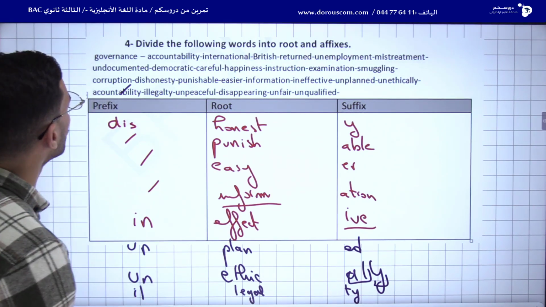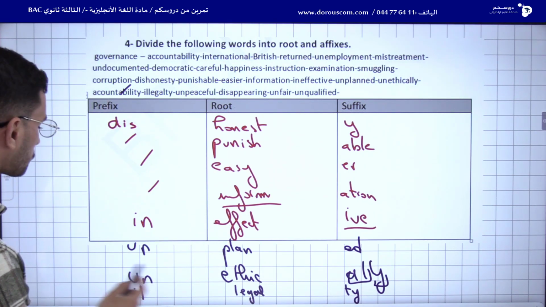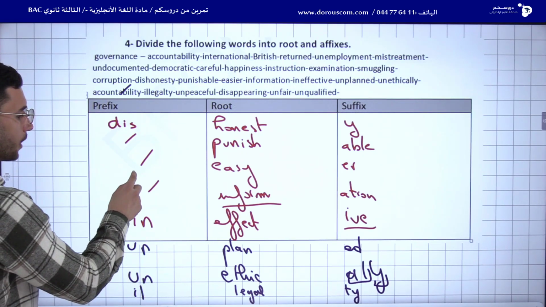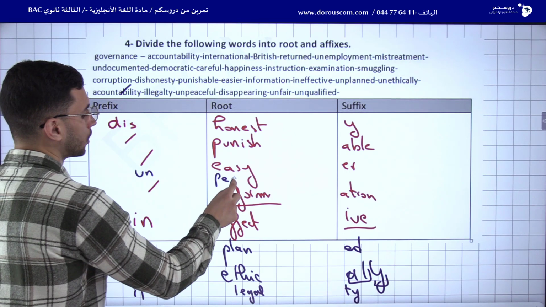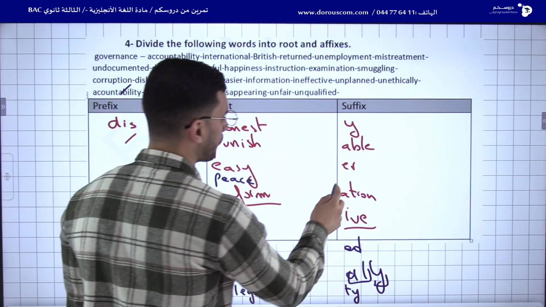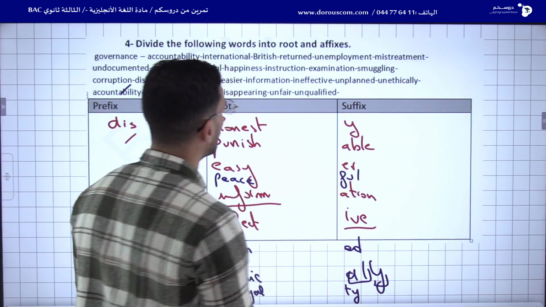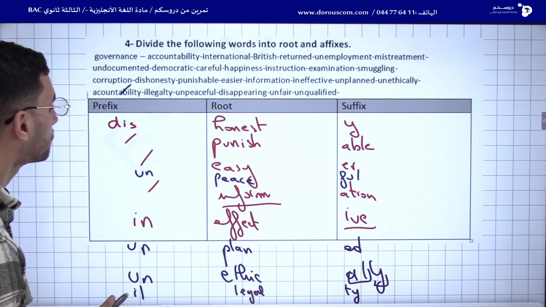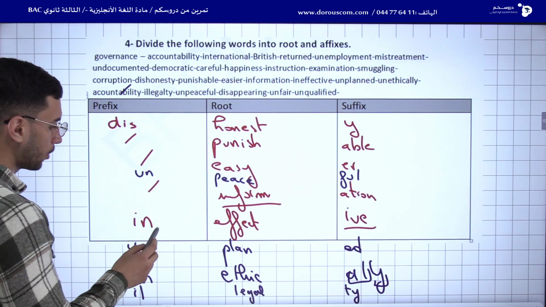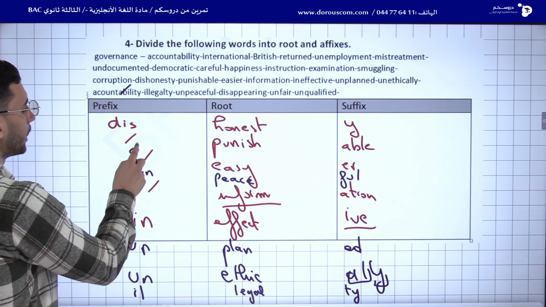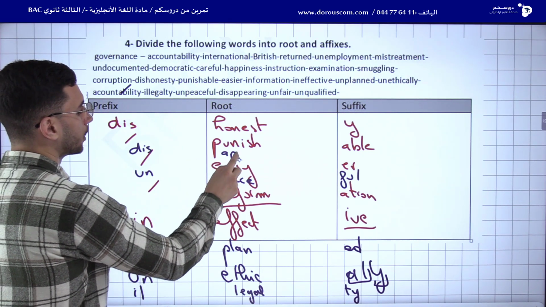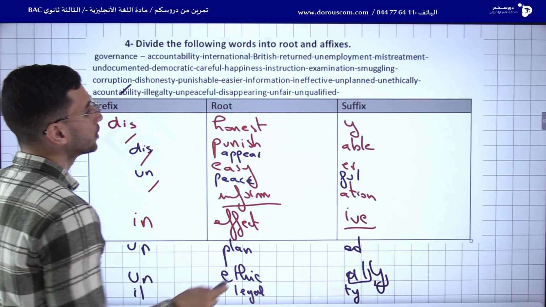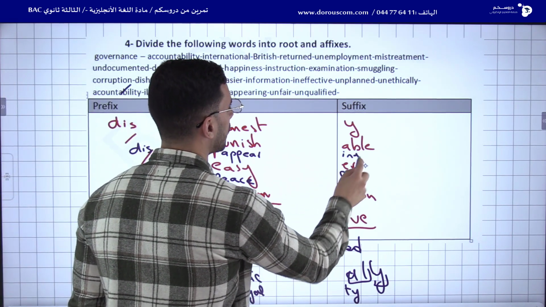Okay. So what do we have also? We have unpeaceful. We have un as prefix. We have peace as a root, and we have ful as a suffix. We have disappearing. Okay, so we have dis as prefix, we have appear as a root, and we have ing as a suffix.